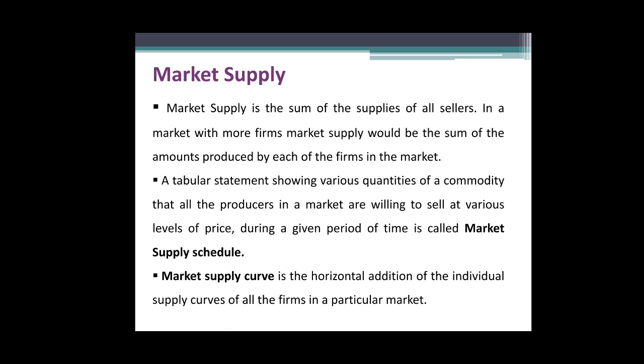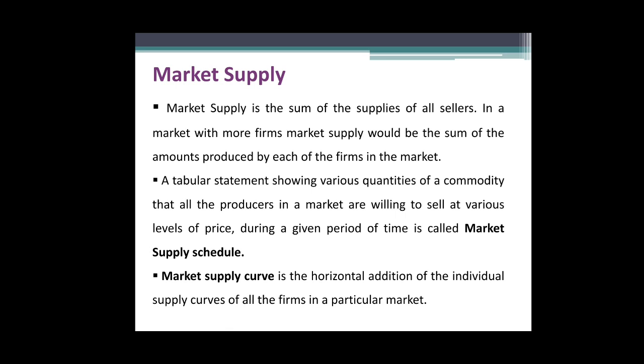In a market with more firms, market supply would be the sum of the amounts produced by each of the firms in the market. Thus, market supply is simply the sum of all that is supplied each period by all producers of a single product.